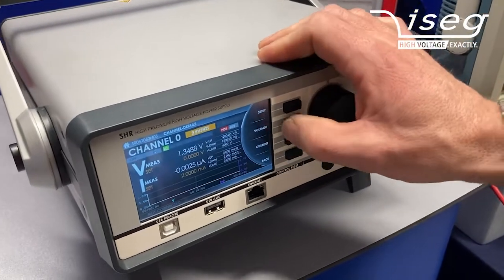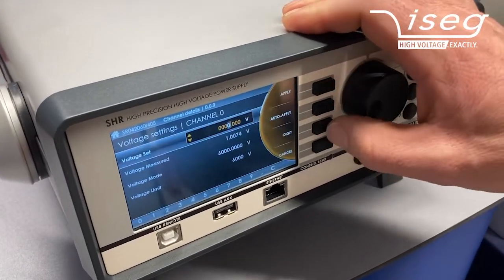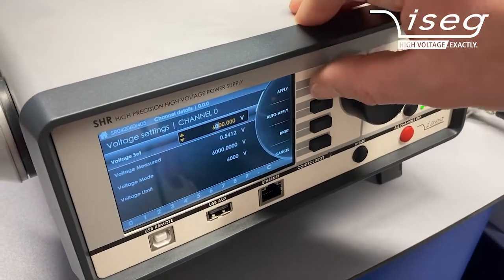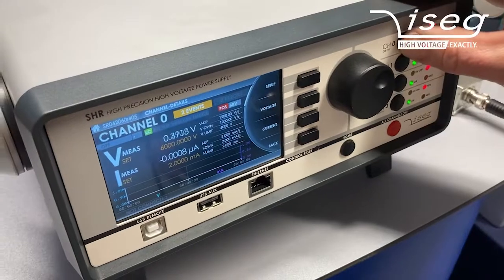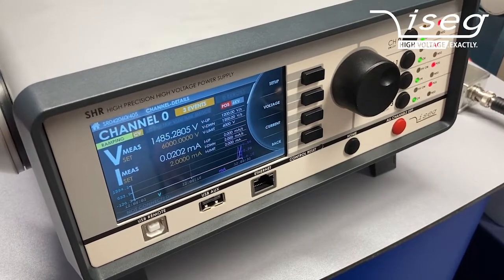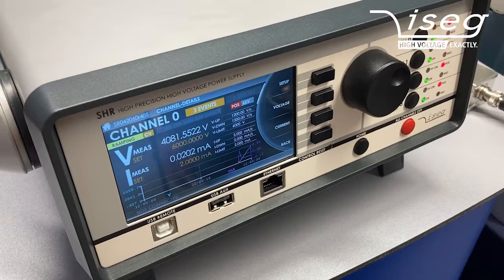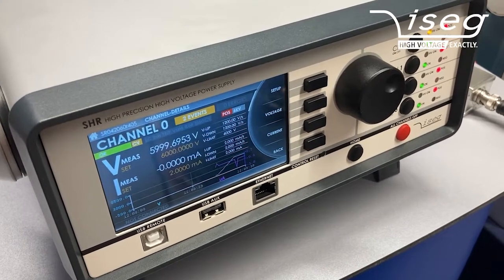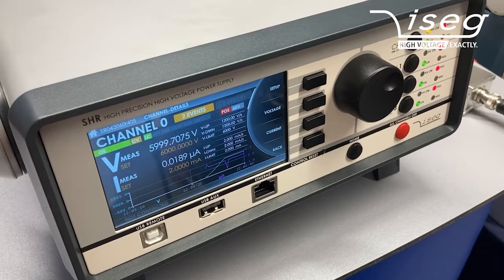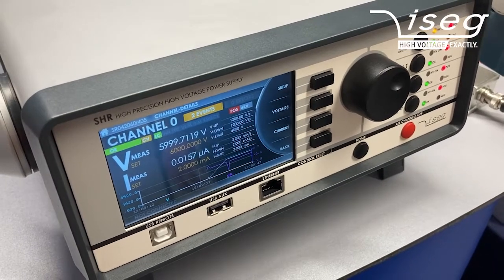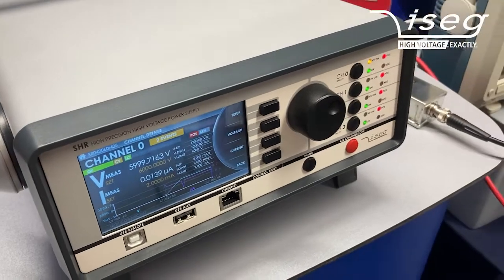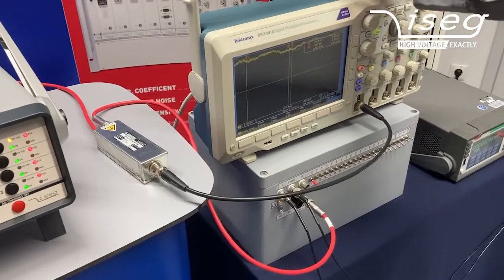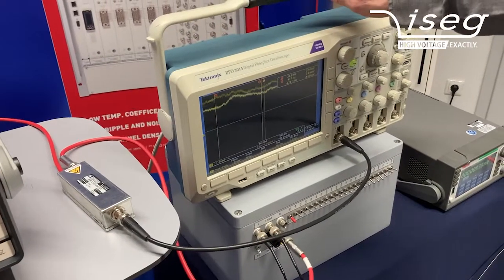And now select this channel, set up a voltage. We directly go to the maximum voltage of 6 kilovolt, apply it, switch it on. So we are ramping up. So now we arrived. And we can have a look at the oscilloscope.